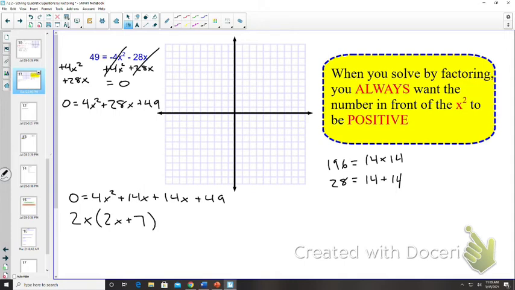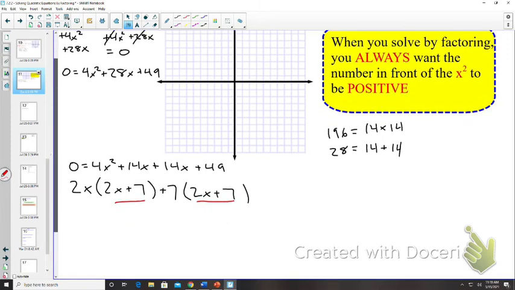And then out of 14x and 49, I can take out a 7. Or you can take out 14. Nope, I can't take out 14. So if I take out a 7, I'll have 2x plus 7. And remember, once you're at this point, if whatever is in your brackets do not match, you are in trouble. You've done it wrong.